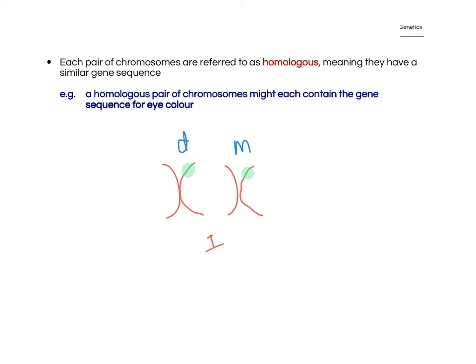So for instance, maybe what I've highlighted in green might be the sequence that will determine your eye color. But it doesn't mean that it's identical information. For instance, your dad might have a gene that codes for blue eyes, whereas your mom might have the genetic code that codes for, let's say, green eyes. And that's just one example. Okay, so what is a homologous pair? Those chromosomes are homologous because they are paired together and they contain similar genetic information.